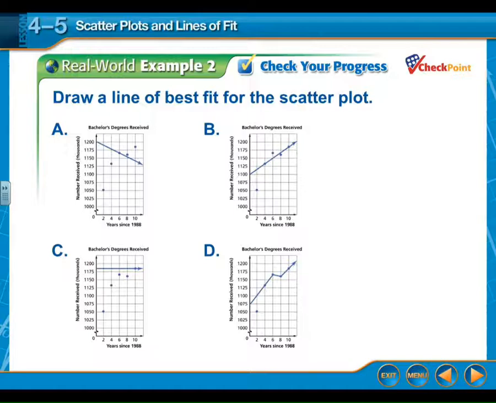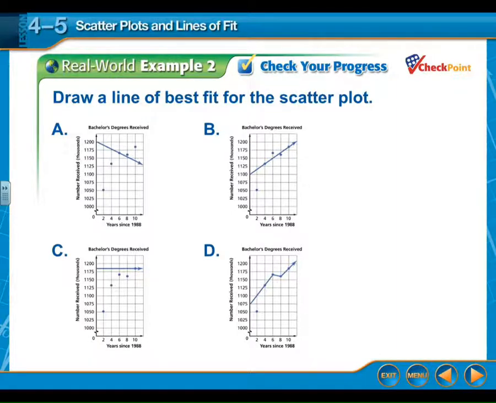And we're looking for a positive correlation. Well, A is not a positive correlation. As the years increase, the number of degrees are going down. B is a positive correlation. As years increase, your degrees go up. In C, as years increase, you have the same number of degrees. That's not true from the table.